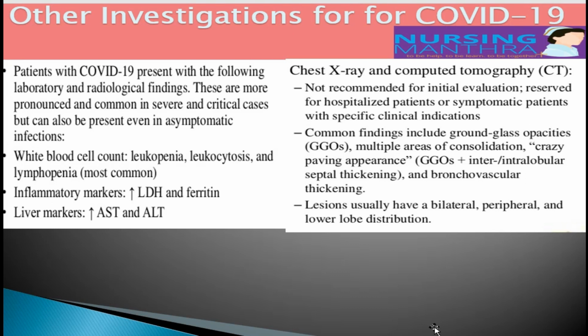Chest X-ray is not recommended for the initial evaluation; it is reserved for hospitalized patients or symptomatic patients with a specific clinical indication. We can do chest X-ray and CT. Common findings include ground glass opacities, multiple areas of consolidation, crazy paving appearance, and bronchovascular thickening. Lesions usually have a bilateral, peripheral, and lower lobe distribution.